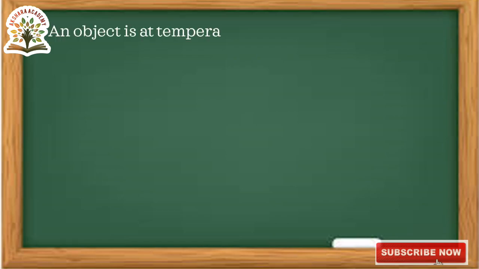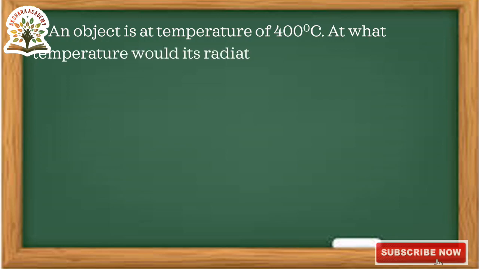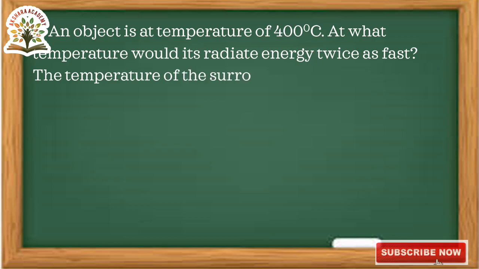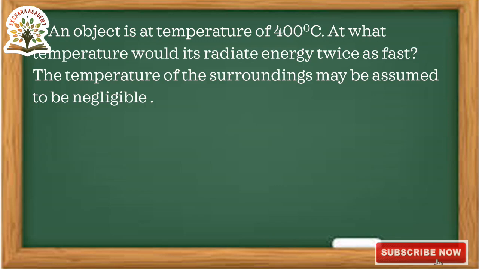Fourth one: an object is at a temperature of 400 degrees centigrade. At what temperature would it radiate energy twice as fast? The temperature of the surroundings may be assumed to be negligible. So in this question they give one temperature, 400 degrees centigrade, and the temperature at which it radiates energy twice as fast. Next, now we'll go to the solution.